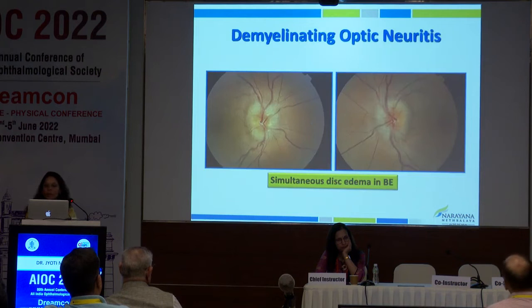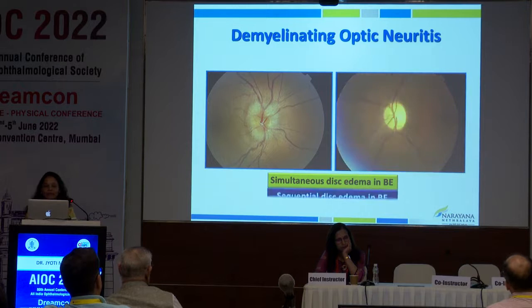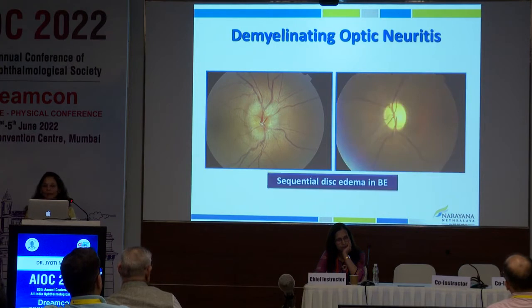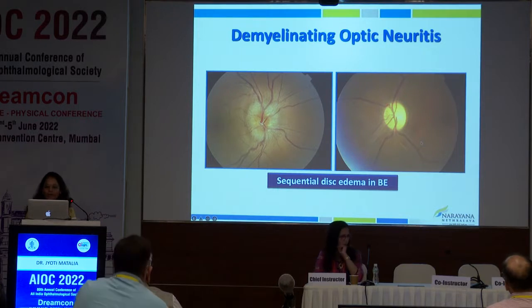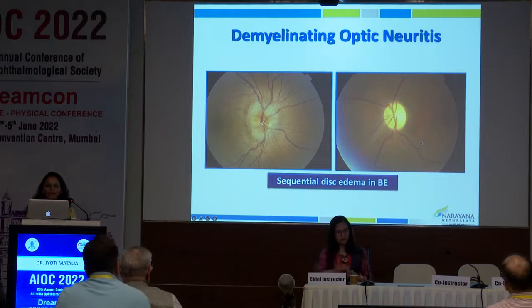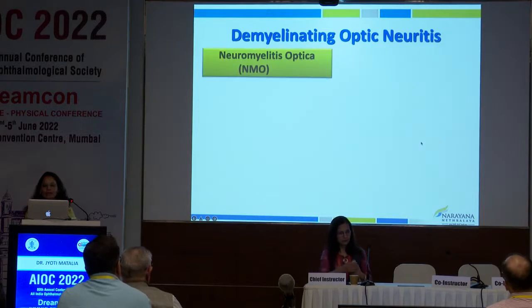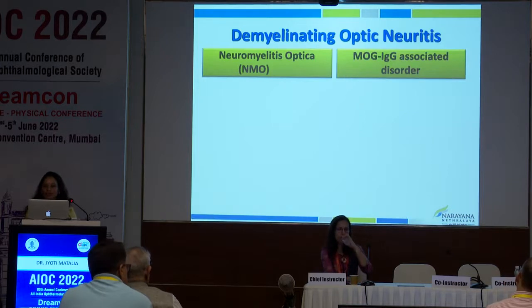Now you could also have demyelinating optic neuritis simultaneously or sequentially. If you have something like this, where the patient comes to you at the time of edema, it's fine. But what if the optic atrophy is already set in? So you have an optic atrophy in one eye, and the other eye shows a disc edema. You are looking at two types of demyelinating optic neuritis. One is neuromyelitis optica or NMO. The other is MOG IgG-associated disorder.